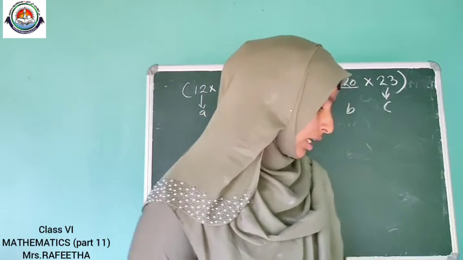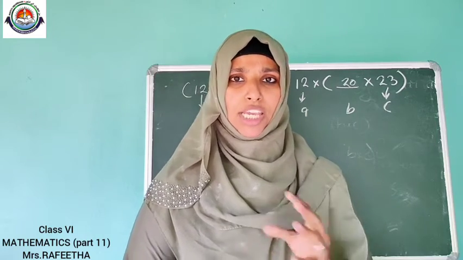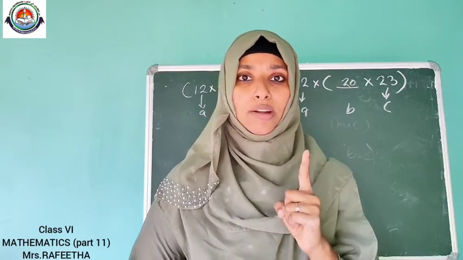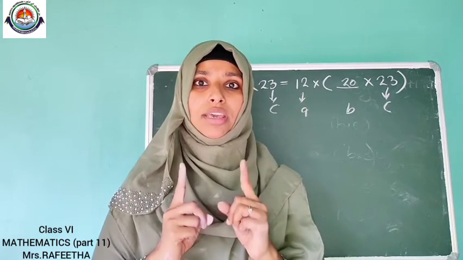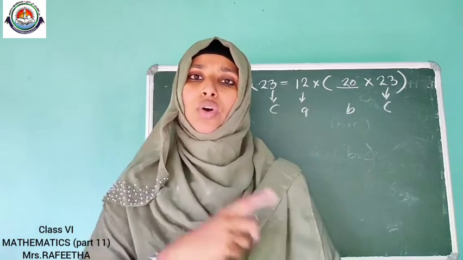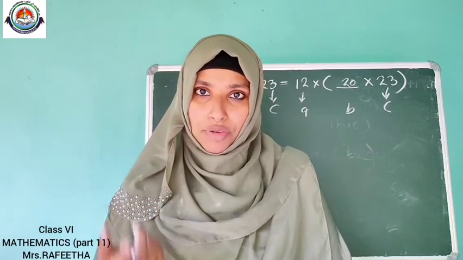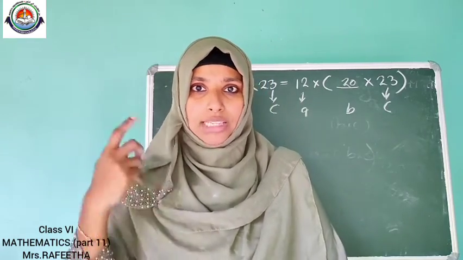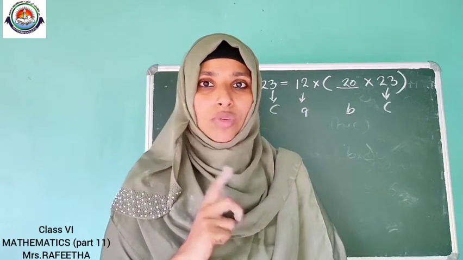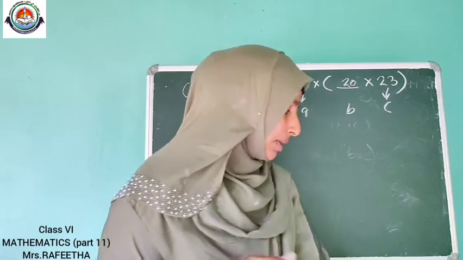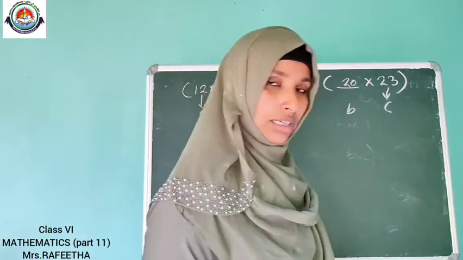Next we are going to study the multiplicative identity. Multiplicative identity means if we are multiplying 1 with a number, what will be the answer? Yeah, the answer will be the same number. As you know in the multiplication table, 1 2s are 2, 1 3s are 3, 1 4s are 4, 1 5s are 5, 1 6s are 6, 1 7s are 7, 1 8s are 8, 1 9s are 9. 1 multiplying with any number, what will be the answer? The answer will be the same number. Okay, that is multiplicative identity. Whichever number we multiply with one, the answer will be the same number.